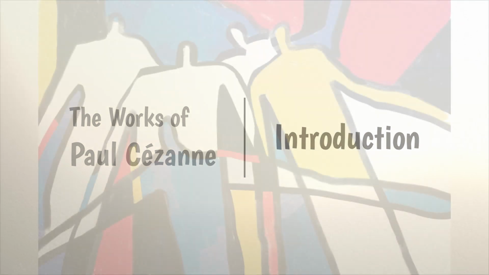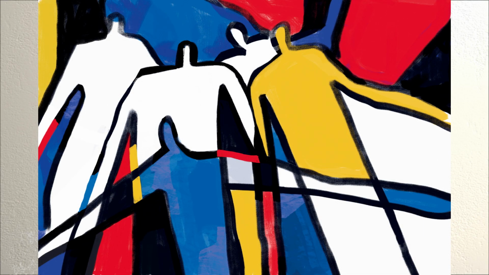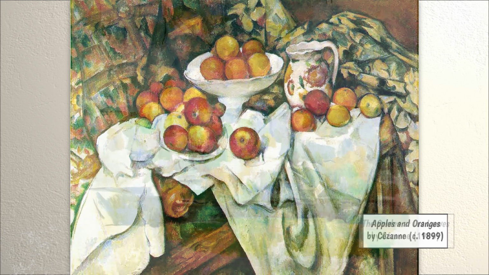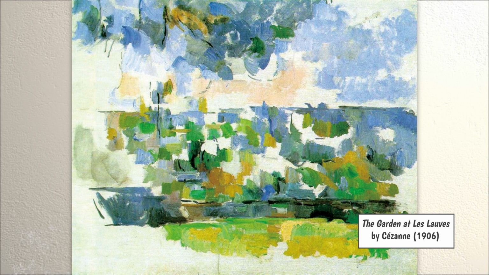Introduction. Paul Cézanne is a French artist from the late 19th century. He has been called the father of modern art. Cézanne used geometric form and color in a new way. He showed us that color could change the form of an object.